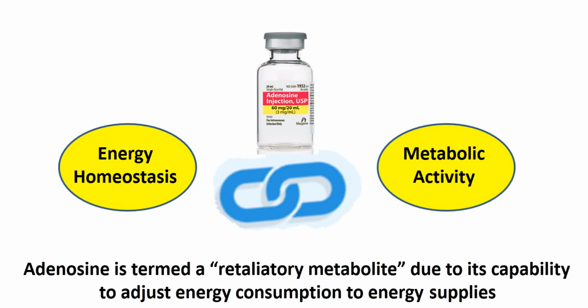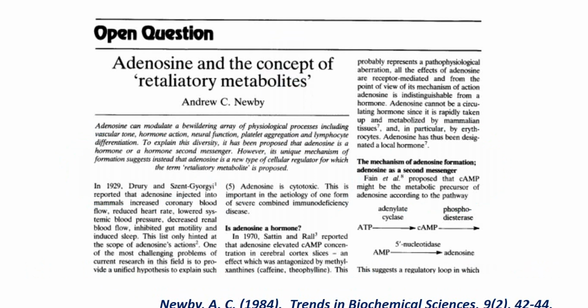Now, based on this, there are lots of research papers, and one I have taken from a popular research paper from a very prestigious journal, Trends in Biochemical Sciences. Whatever I am going to teach in the next segment is from the research paper, Adenosine and the Concept of Retaliatory Metabolite, by Andrew C. Newby, from Trends in Biochemical Sciences.